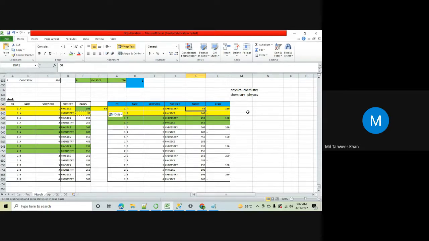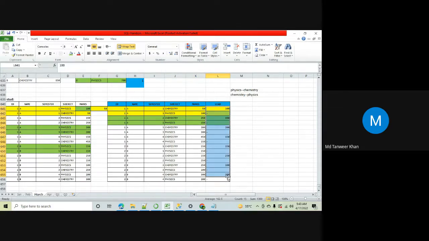Clear to everyone? Yes. Okay. So that's why I have shifted this 100 to this position. In the second block of data, named A second semester, I have shifted this 150 to this position so that I can compare these two numbers. This is the marks in chemistry and this is the marks in physics.